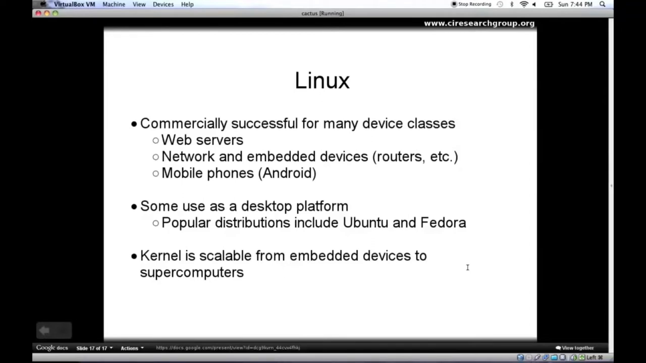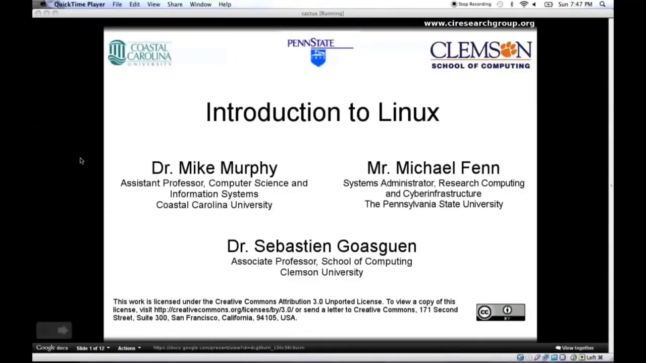It has been commercially successful for many device classes, including web servers, network and embedded devices, and mobile phones. Some people, including myself, use Linux as a desktop platform, and it does have the benefit of having the one kernel that's scalable from embedded devices all the way up to supercomputers. A valuable tool for us in terms of learning about operating systems.